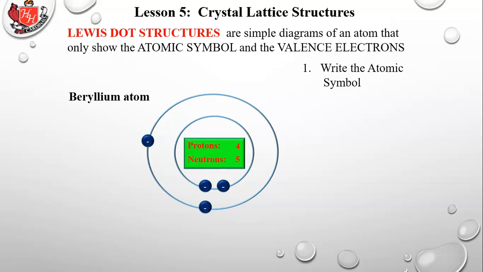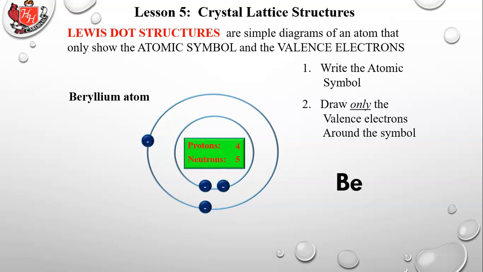So write the atomic symbol for beryllium, so that's Be. And then all you do is, the way you see the valence electrons, we don't care about the first orbital or the core electrons here. We only care about those two electrons in the second orbital. We're going to go ahead and place them around beryllium. So draw only the valence electrons around the symbol. So there goes the first one, and there goes the second one, and that's the Lewis dot structure for beryllium.